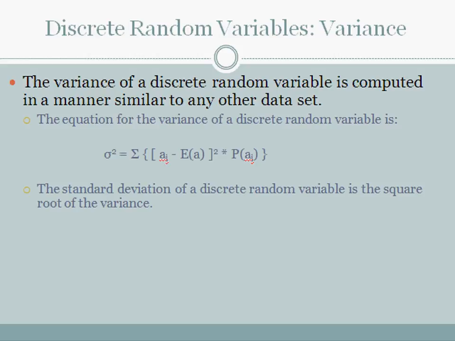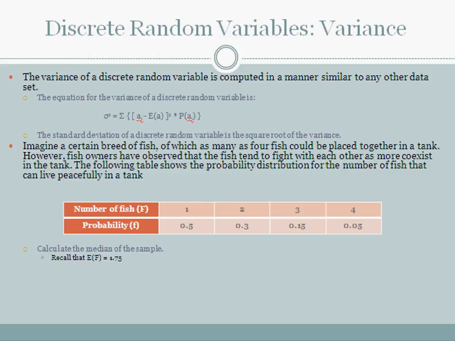It's also possible to calculate the variance of a discrete random variable. The variance of a discrete random variable is computed in a manner similar to any other data set. The equation for the variance of a discrete random variable is the sum of the square of each possible value of the random variable minus the expected value for the distribution, times the probability for the given random variable value. The standard deviation of a discrete random variable is the square root of the variance, just as with any other distribution. Let's look at an example.